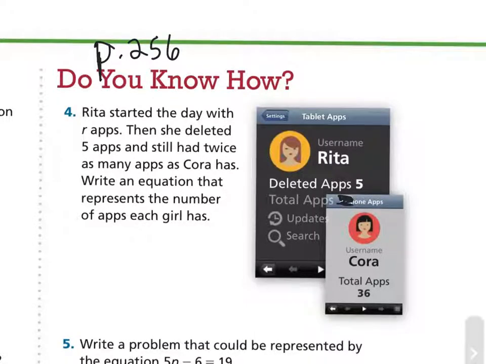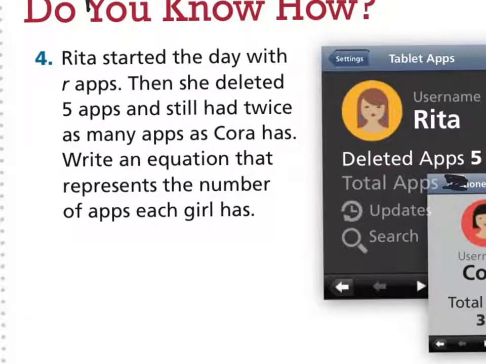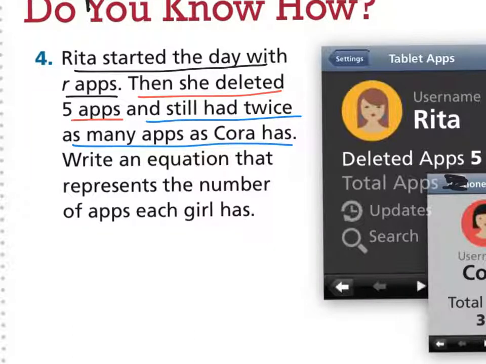Continuing lesson 5.1, if we look at page 256, number 4, Rita started the day with R apps. Then she deleted 5 apps and still had twice as many apps as Cora has. So they want us to write an equation that represents the number of apps.